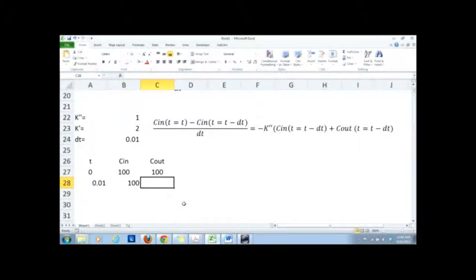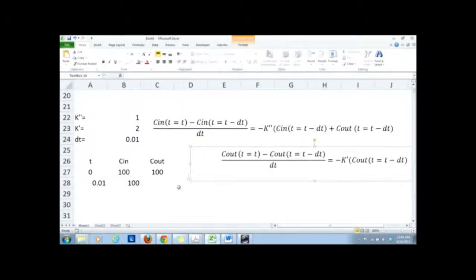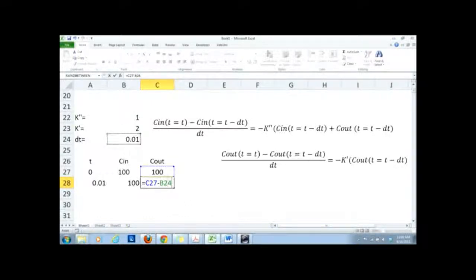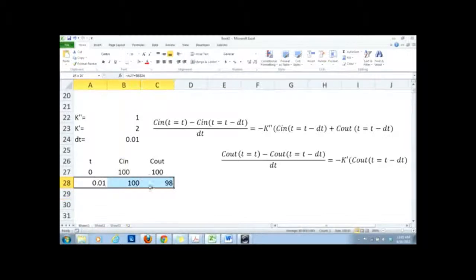And now for C out, let me grab the equations here, and I say C out is equal to C out at t minus dt, and then minus dt, which is constant, so I put a dollar sign here, and then into K dash, which is constant, so I put a dollar sign here, and then into C out. C out is not constant, so it will be C out here. I'll press enter. So now this is what I have. Now all I need to do is grab these three numbers and then drag them down.